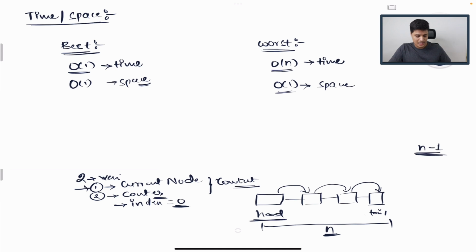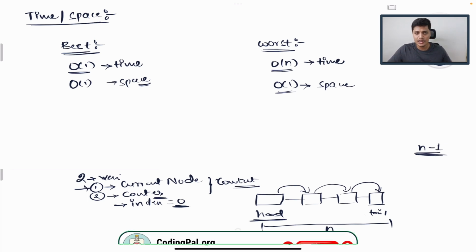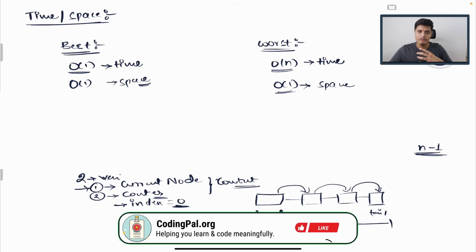Okay, so that is the way we calculate the time complexity and space complexity for the get operation on a singly linked list. Okay, in the next video we will see how we can reuse this get functionality for implementing the set functionality on a singly linked list. Okay, I'll see you there.